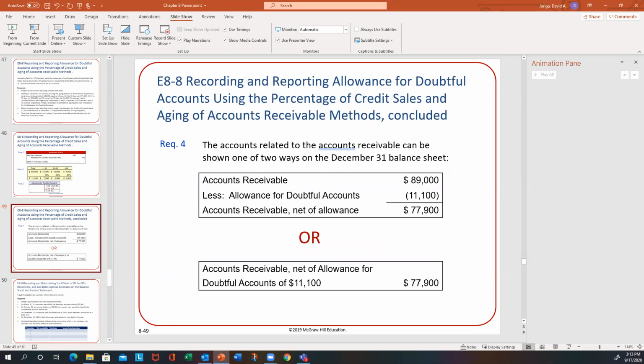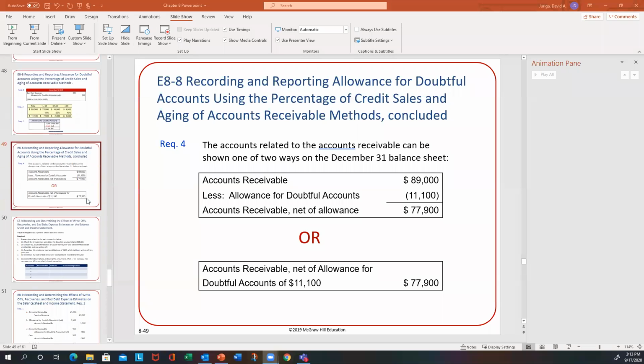All right, now, so then the next thing, again, showing how this would be presented on the balance sheet, you would just simply take your accounts receivable, subtract out that required balance of allowance, and then that would give you your net receivable of $77,900, or you could just show the net $77,900 as one number. There's 2 different ways. It's definitely acceptable to show that on your financial statement.